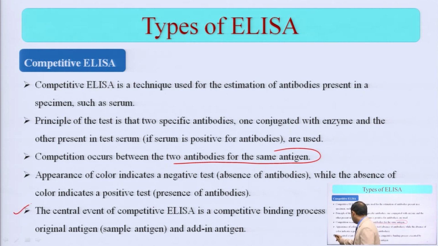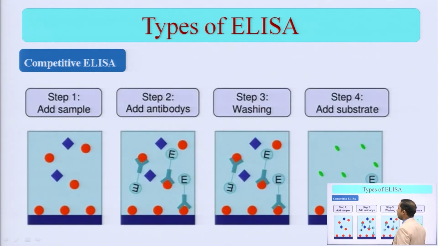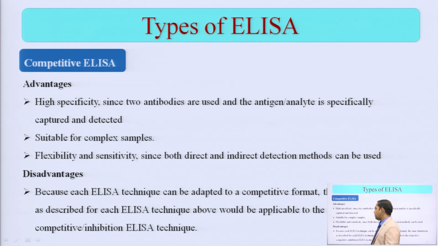So, the central event of the competitive ELISA is the competitive binding process executed by the original antigen or sample antigen. Okay. So, you can see this is step 1 where you have added the sample. In step 2 you have added two different antibodies, and after that you have done some washing, and later on you have added the substrate. So, this is competitive ELISA.